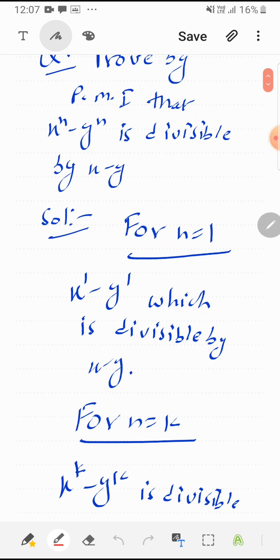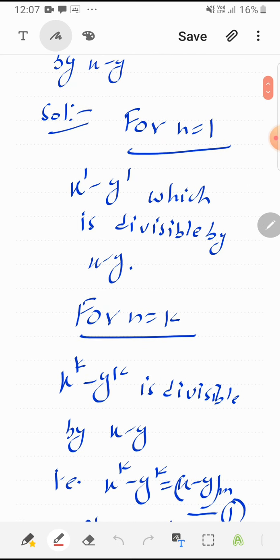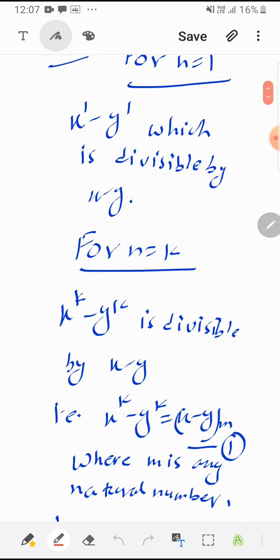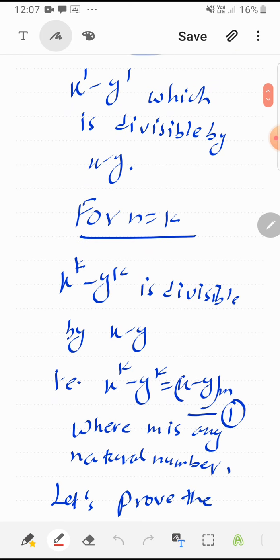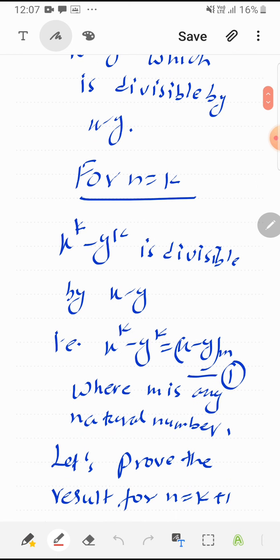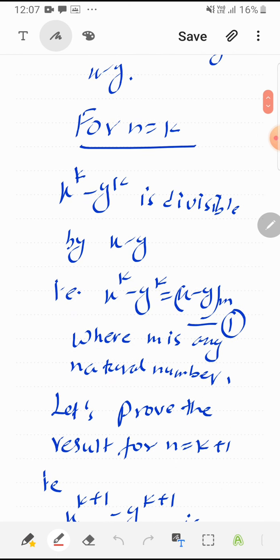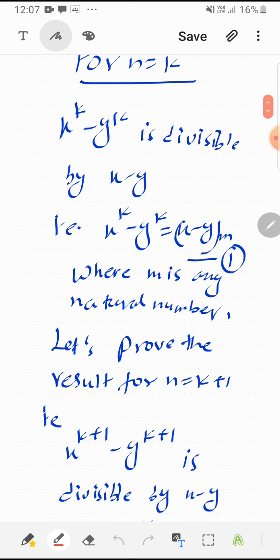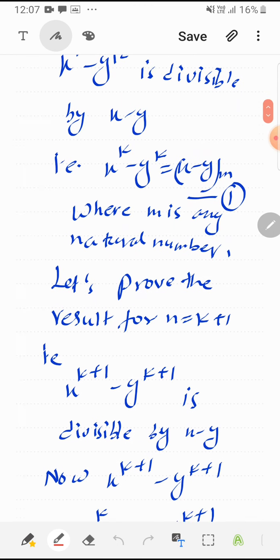For n is equal to 1, clearly the result is true because x minus y is divisible by x minus y. For n is equal to k, let us assume the result, that x raised to the power k minus y raised to the power k is divisible by x minus y, or x raised to the power k minus y raised to the power k is equal to x minus y whole multiplied with m, where m is any natural number. Now let us prove the result for n is equal to k plus 1, that is x raised to the power k plus 1 minus y raised to the power k plus 1 is divisible by x minus y.